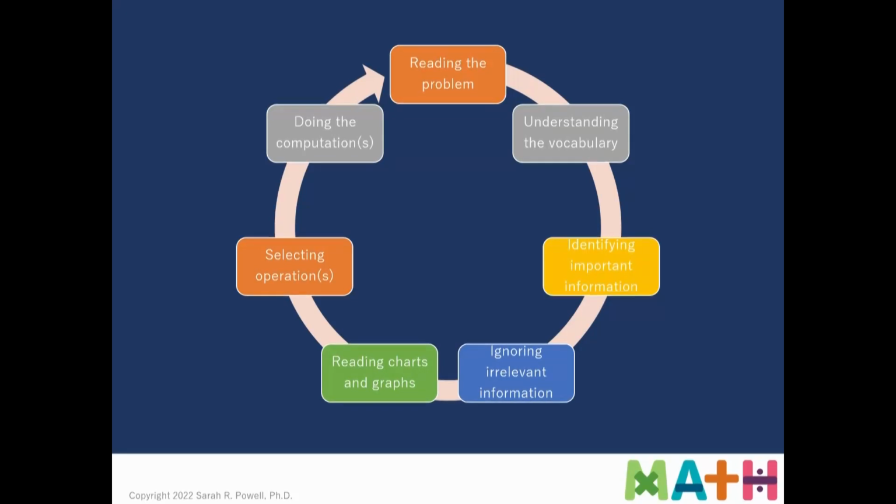And then tied to that, this fifth area is, is there information that's on a chart or graph? How do I interpret that chart or that graph, extract that information to be able to solve the word problem? And then a sixth area of difficulty is selecting which operation or operations I might use to solve the problem. And then finally, doing the math, doing the computation. So I share all of these with you because you might want to think about designing your word problem instruction to teach ahead of these areas of difficulty.